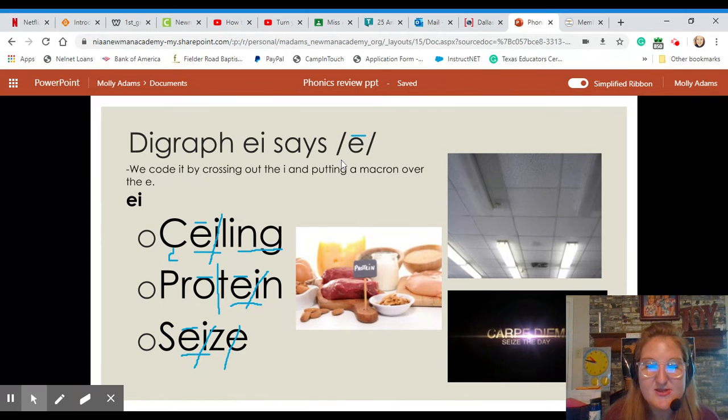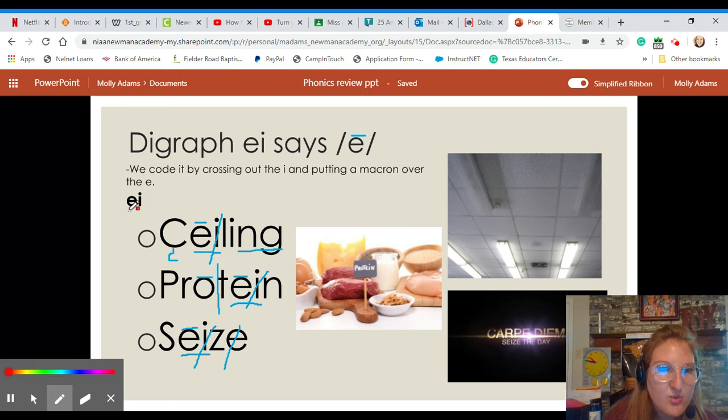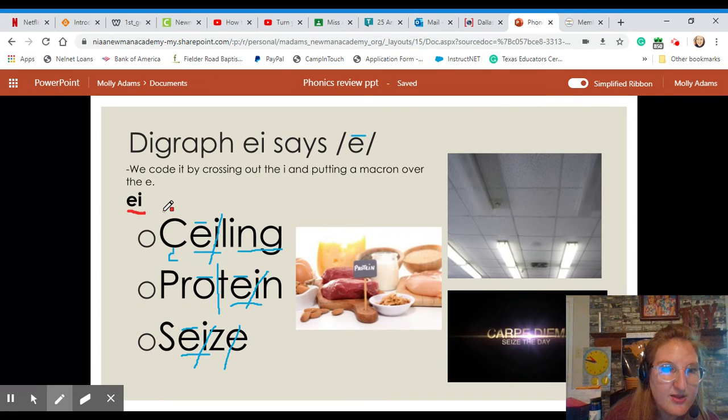Digraph EI also says E with a macron above the E. We code it by crossing out. Here, let me get the pencil. We code it by first underlining the EI digraph, and we put a macron above the E because it makes the long E sound, and we cross out the I because the I doesn't make a sound. Let's try it again. Put a macron above the E and cross out the I, and it says E.